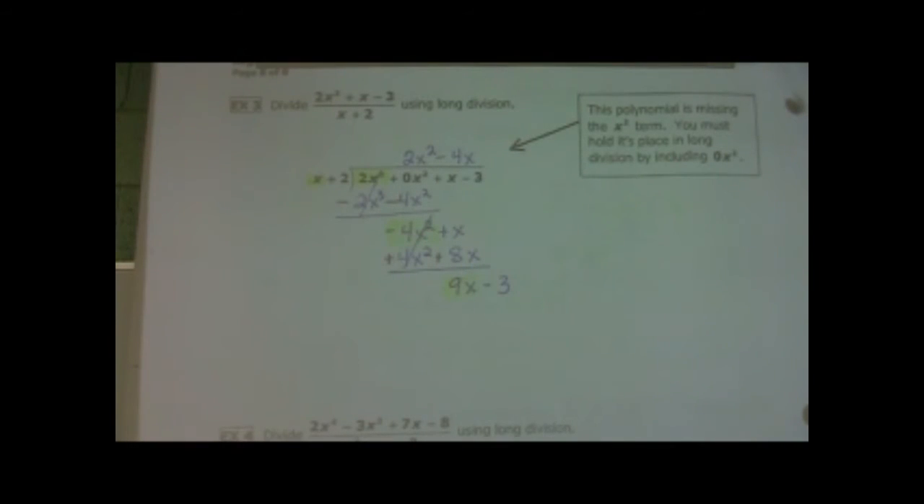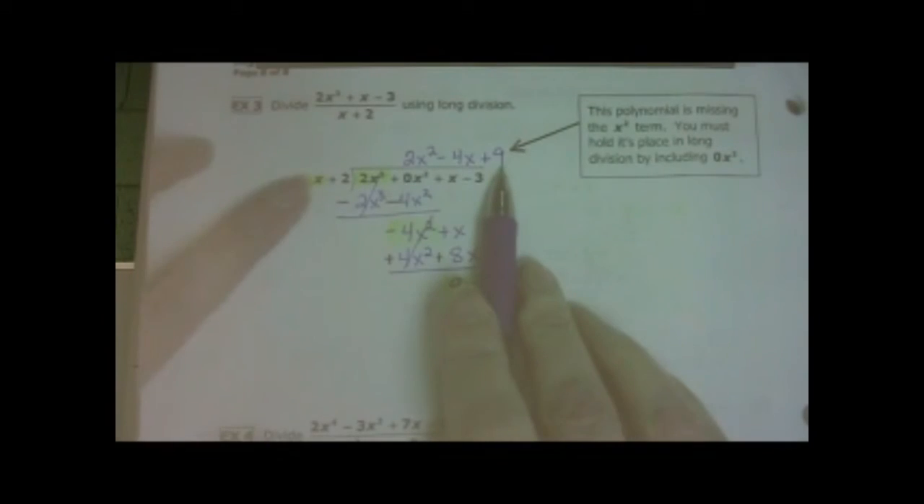X and 8x gives me 9x. And now I'm going to bring down my minus 3. So what do I need to multiply x by to get 9x? And the answer to that would be 9. So I'm going to write plus 9 up here. And I'm going to multiply 9 by x plus 2 using distribution.